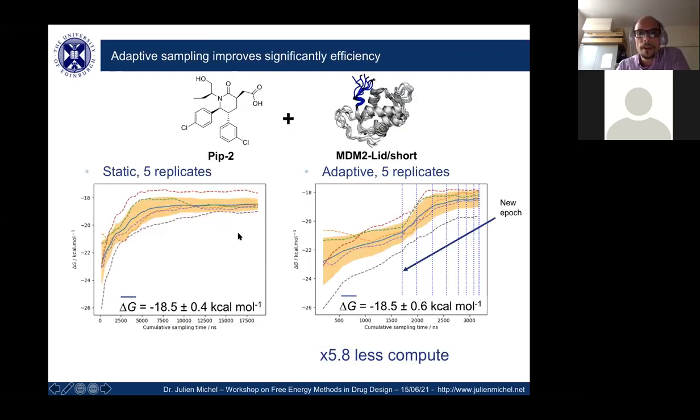So if you compare now a static protocol versus an adaptive protocol, we can see that we carry out an initial round of calculation, and that's quite expensive because all the windows need to be processed. But once we've got this information, we optimize resource allocation for the next epoch in our adaptive protocol. And then we can iterate that process. And we find that we end up with virtually the same answer as the static protocol, but using about 6-fold less compute time than the static route.